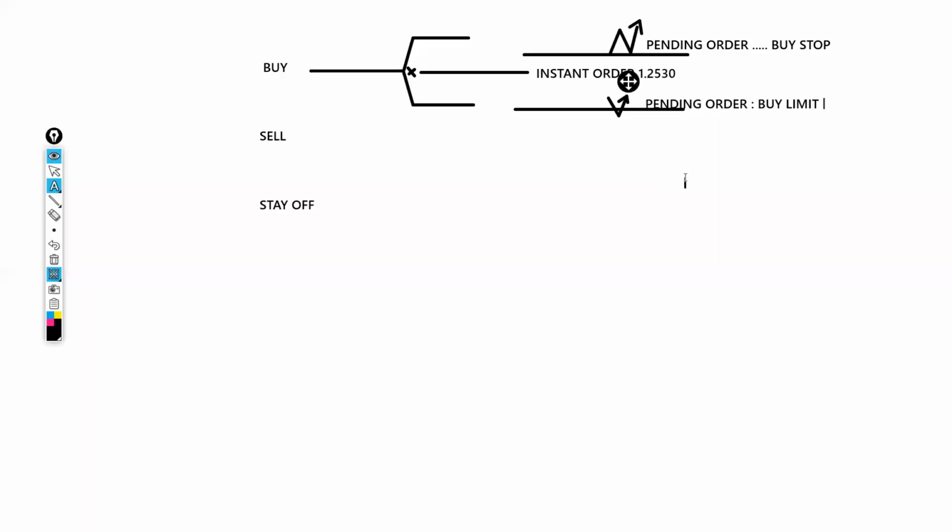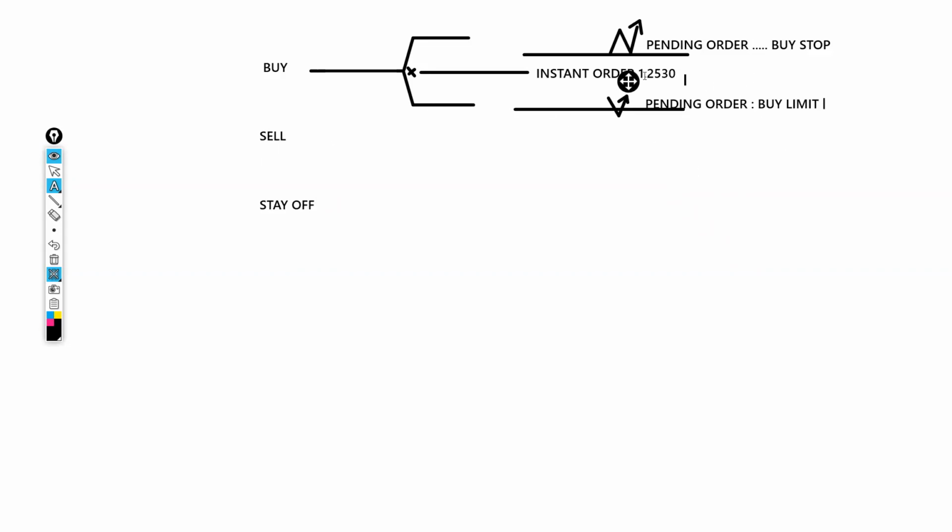So in general, orders are instructions given to your broker to execute a particular contract for you, either at the current market price or at a future price. When you are executing an order at the current market price, we call it an instant order. And when you are executing an order at a future price, a price that is not yet currently running, that is what we call a pending order.